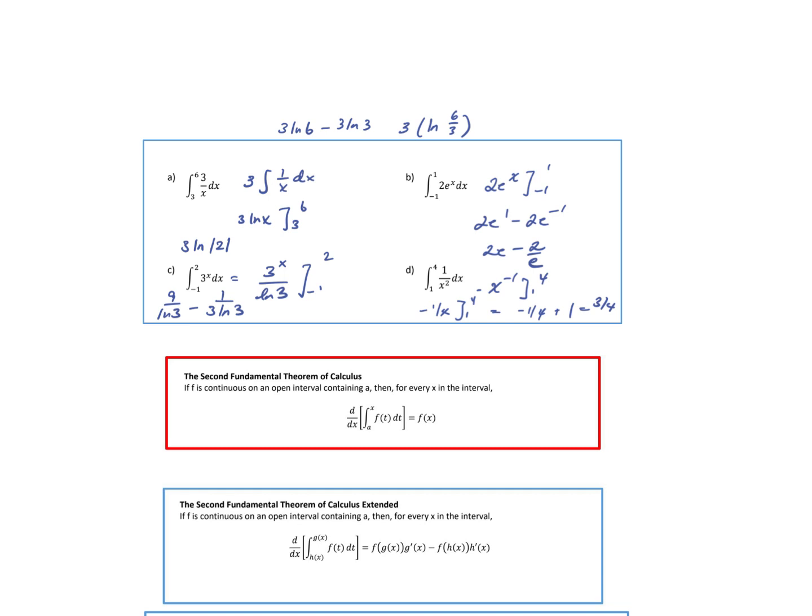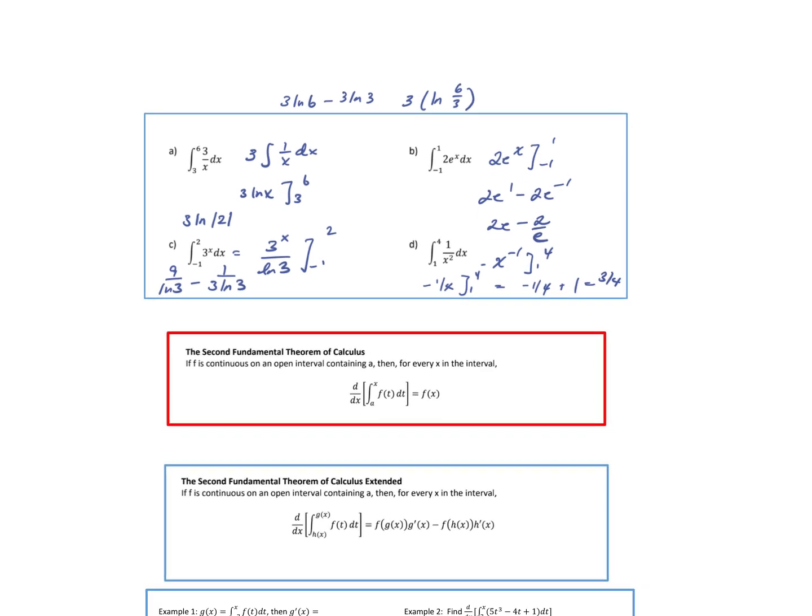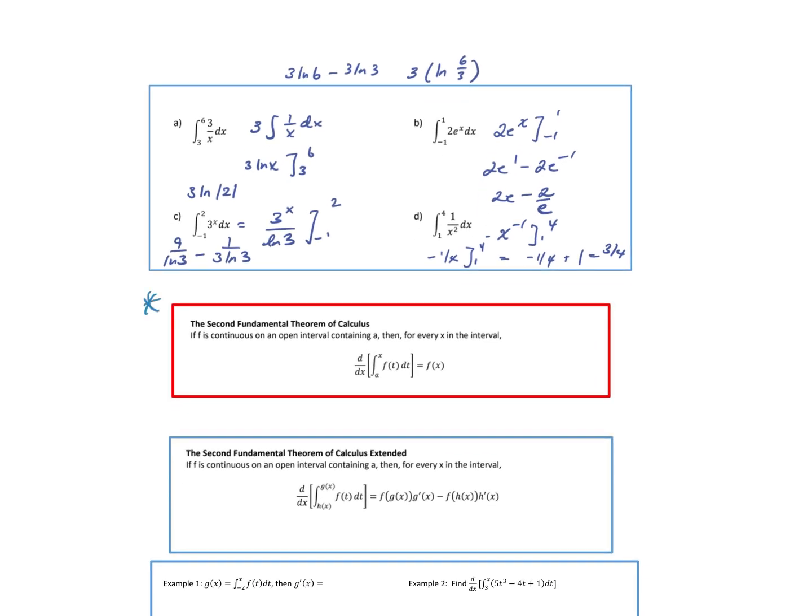Again, not hard to do, but understand what you're doing is finding the area under the curve from the bounds. So from negative 1 to 2 or negative 1 to 1, 3 to 6, you're finding the area between the curve and the x-axis. All right, so this is the most powerful theorem in calculus, okay?